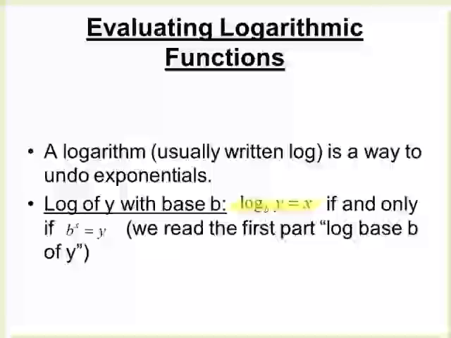So we have a way of moving back and forth between them. When we do that, the base stays the same. So the base will still be b, but the other stuff is going to flip-flop sides of the equation. When written as a log, y was on the left-hand side, but when written as a power, y is on the right-hand side, and vice versa for x.